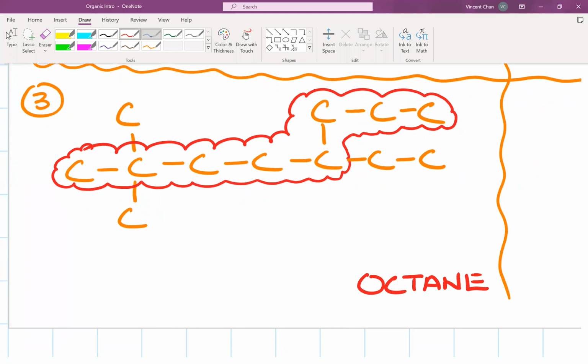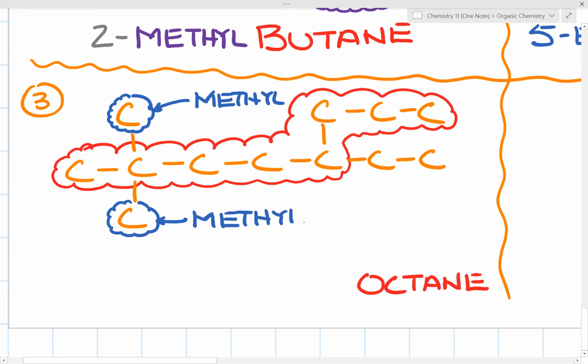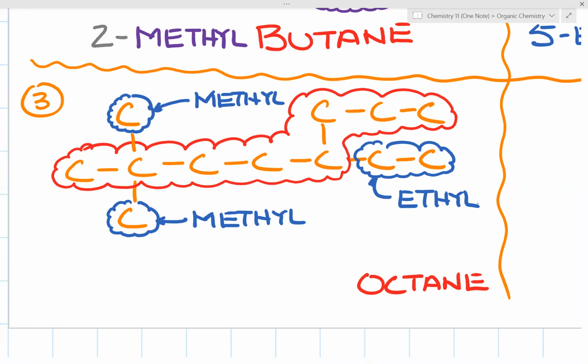So here I have this one. This is methyl. This one is methyl. And this one is ethyl. Okay. Standard first 2 steps.